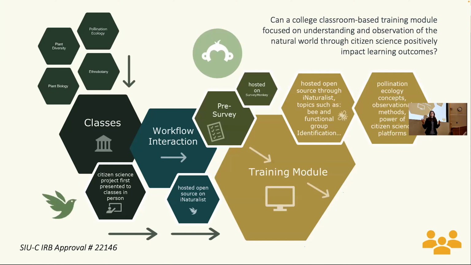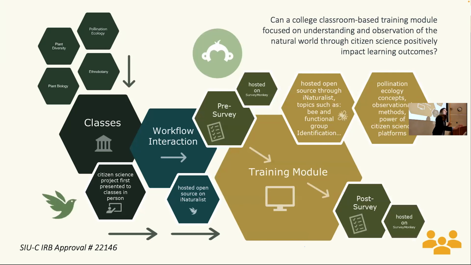One of which being a pre-survey. So we wanted to make sure that we were evaluating outcomes or that we had a baseline for outcomes before we directed students into the training module. And so the training module was based around pollination ecology, and it covered some broad topics that I'm going to talk about directly. Students were then asked to interact with a post-survey. So the pre and post-survey had the same questions. So students were interacting with the same survey both times.